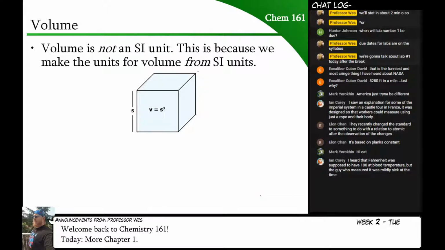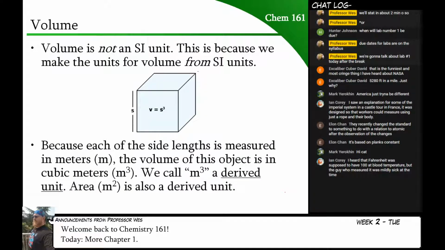I love these stories I'm seeing in chat. I had no idea about the Fahrenheit one. Like, that makes sense that humans would be at 100 degrees Fahrenheit instead of 98.6. That's really funny if that's true. That does sound like a legend, but I really want that to be true.